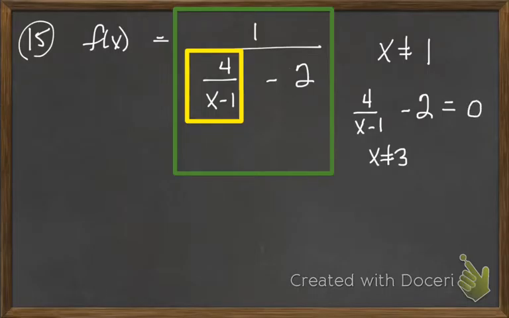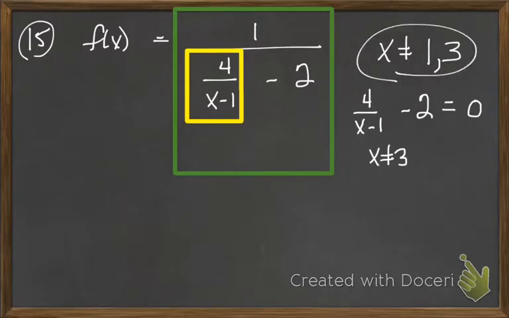You could set it equal to 0, and you could just solve for x, and that would tell you what value of x makes that denominator go to 0. You can just see what x would be. So x can't be 1, and x cannot be 3.